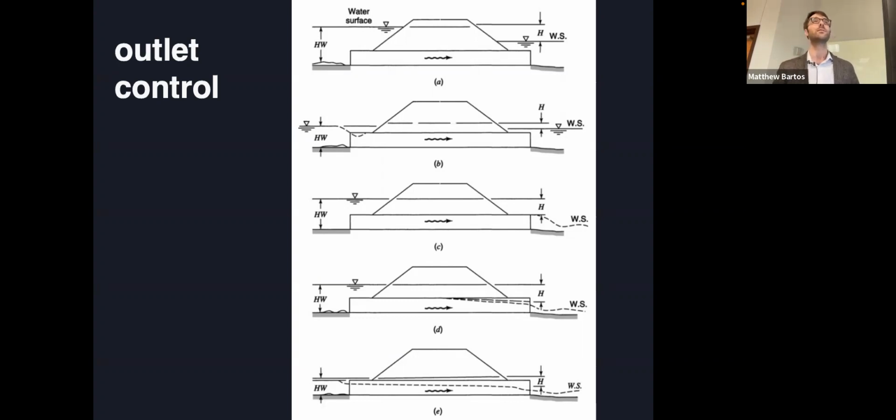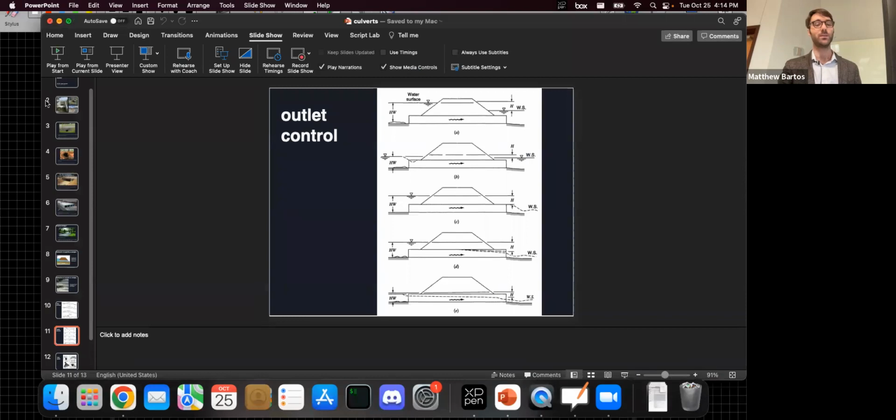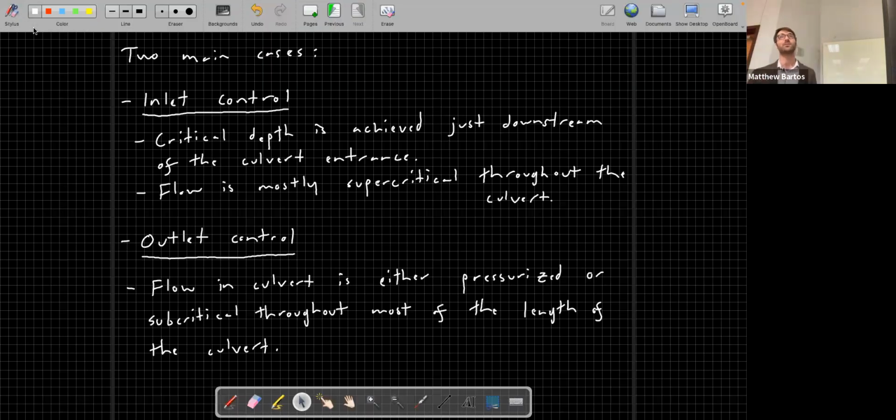So good question. Any other questions on inlet and outlet control? I know the terminology can be a bit strange, but essentially the whole point of this is it determines which equations you need to use in your design procedure. Whether you can just look at the critical section or whether you need to reconstruct the entire water surface profile. All right.